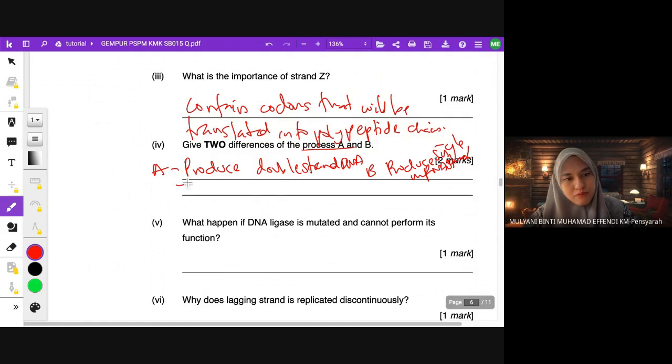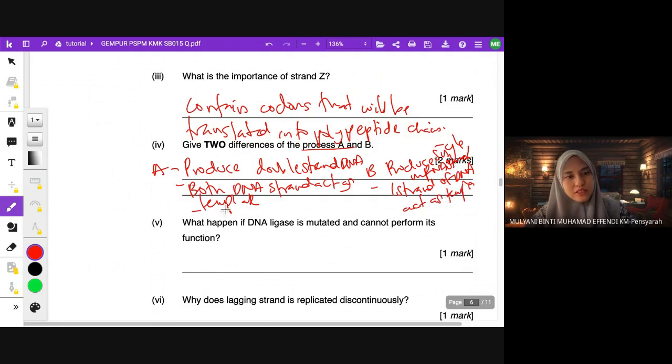Okay. Yang ini pula, both DNA. Ini antara beza dia. Both DNA strand act as template. Next, one strand only act as template. One strand of DNA act as template.